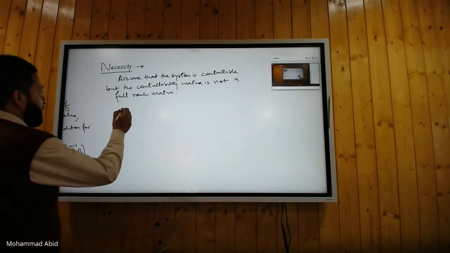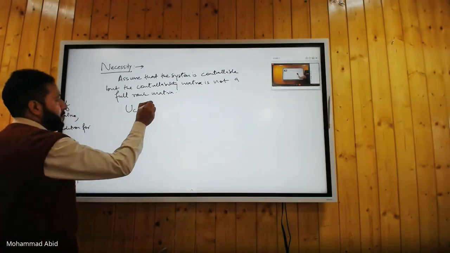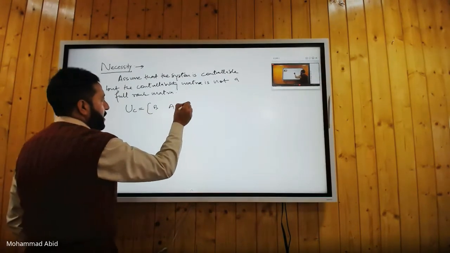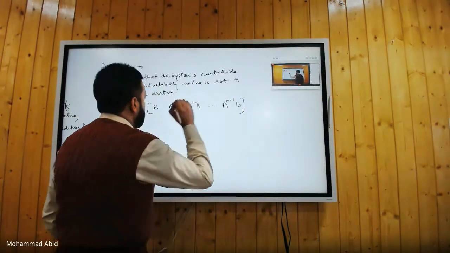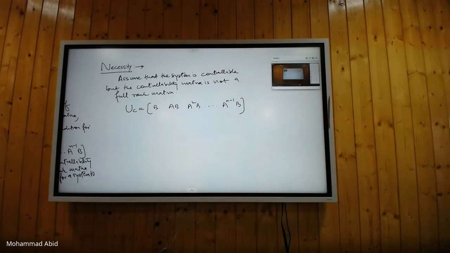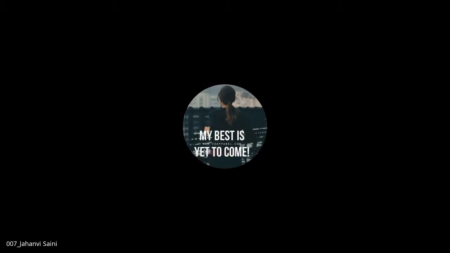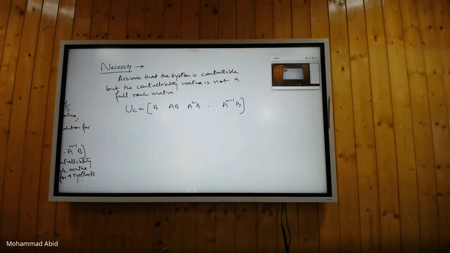How is the controllability matrix defined? We define the controllability matrix as UC is equal to B, AB, A square B, and so on, up to A to the power n minus 1 B. We are assuming that this is not a full rank matrix. What does that imply? Rule number 7. What does that imply, that this matrix is not a full rank matrix? Sir, that means the determinant is equal to 0. That's okay. What else?